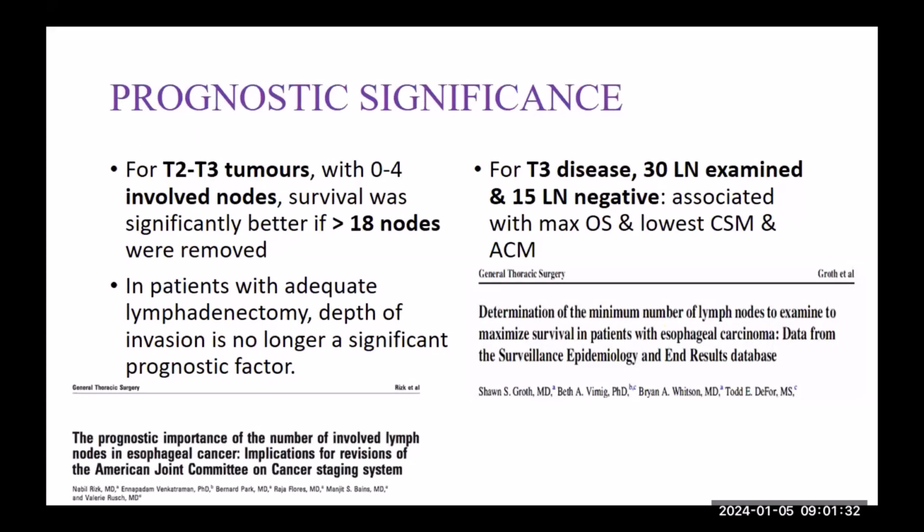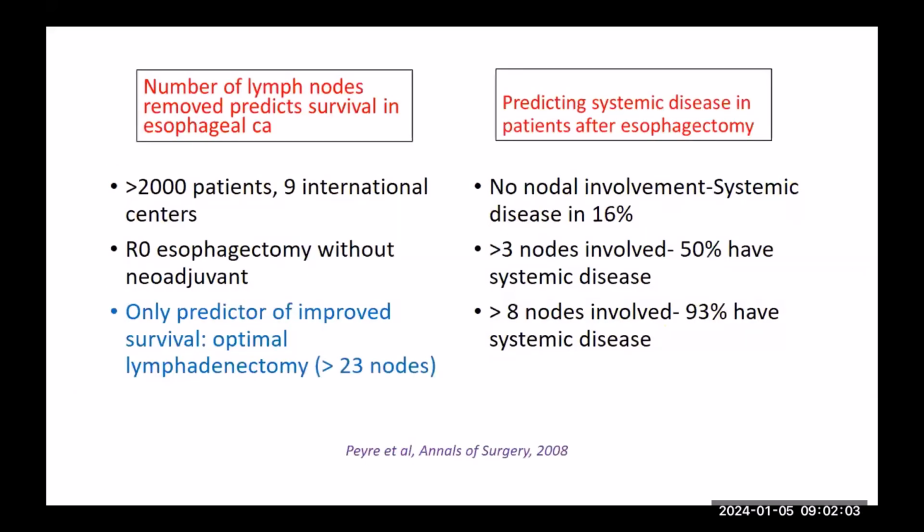So when the earlier surgical pathological specimens were evaluated, in T2, T3 tumors with 0 to 4 lymph nodes involved, the survival rate was significantly better if we removed 18 lymph nodes. So if the patient has an adequate lymphadenectomy, the depth of invasion was no longer a significant prognostic factor. How many lymph nodes to be removed and which lymph node dissection to be done is evolving in the surgical field. Only an optimal lymphadenectomy has improved the DFS of the patient who underwent only esophagectomy surgery.